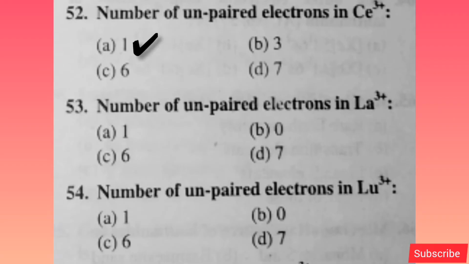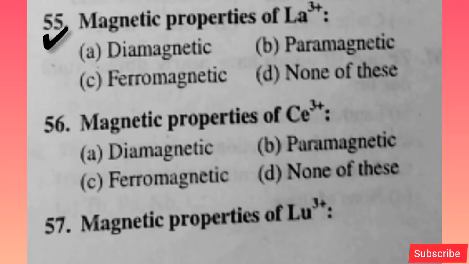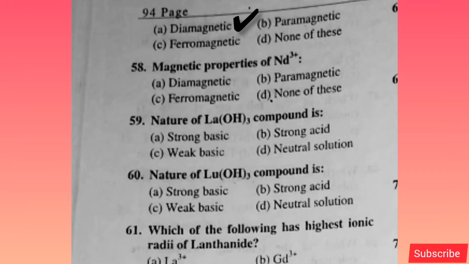Option A is correct. Number of unpaired electrons in La3+. Option B is correct. Number of unpaired electrons in Lu3+. Option B is correct. Magnetic properties of La3+. Option A is correct. Magnetic properties of Ce3+. Option B is correct. Magnetic property of Lu3+. Option A is correct. Magnetic property of Nd3+.